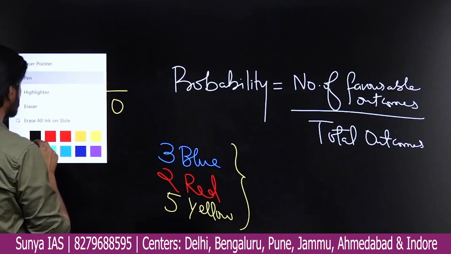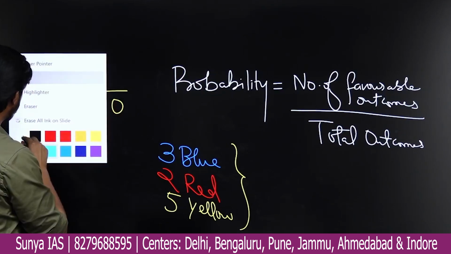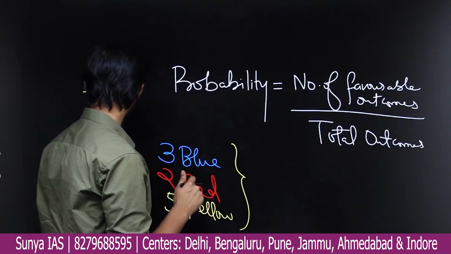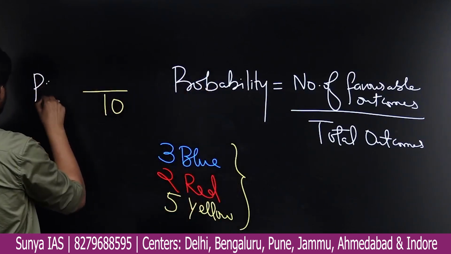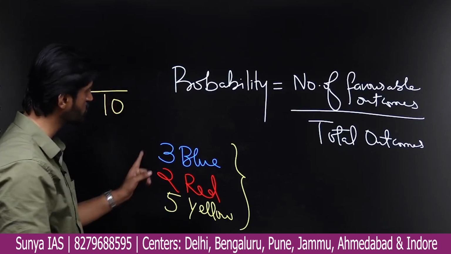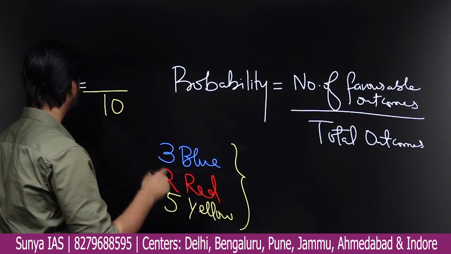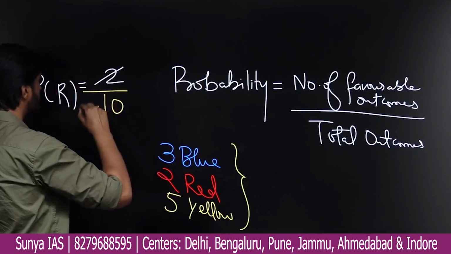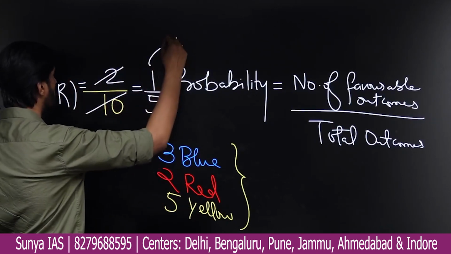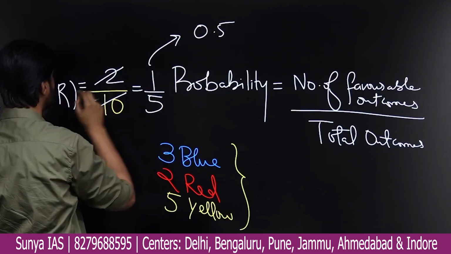But if someone asks, what is the probability that you pick up a red ball? The probability of getting a red ball will be simply the number of favorable outcomes upon total outcomes. Total outcomes is simply 10. But what about the red balls? There are only 2 red balls out of 10. So the probability of getting a red ball is simply 1 by 5, and you can also represent it as a decimal, not 0.5 but 0.2.